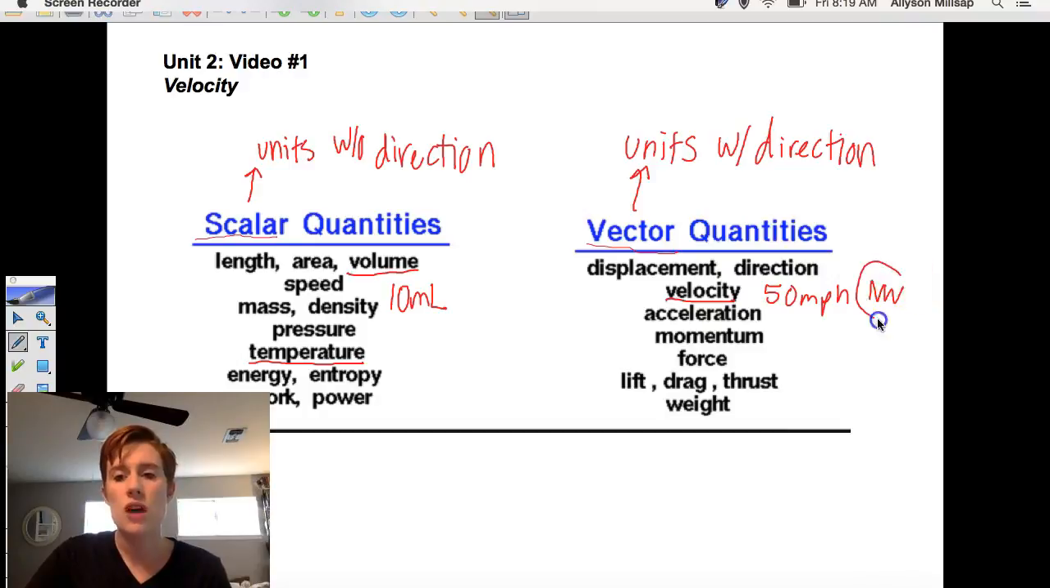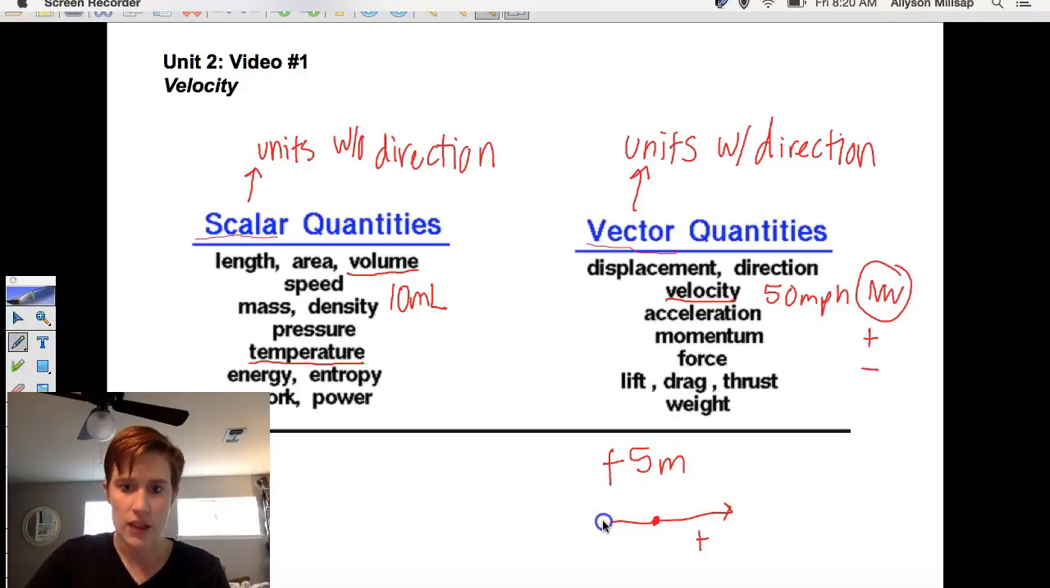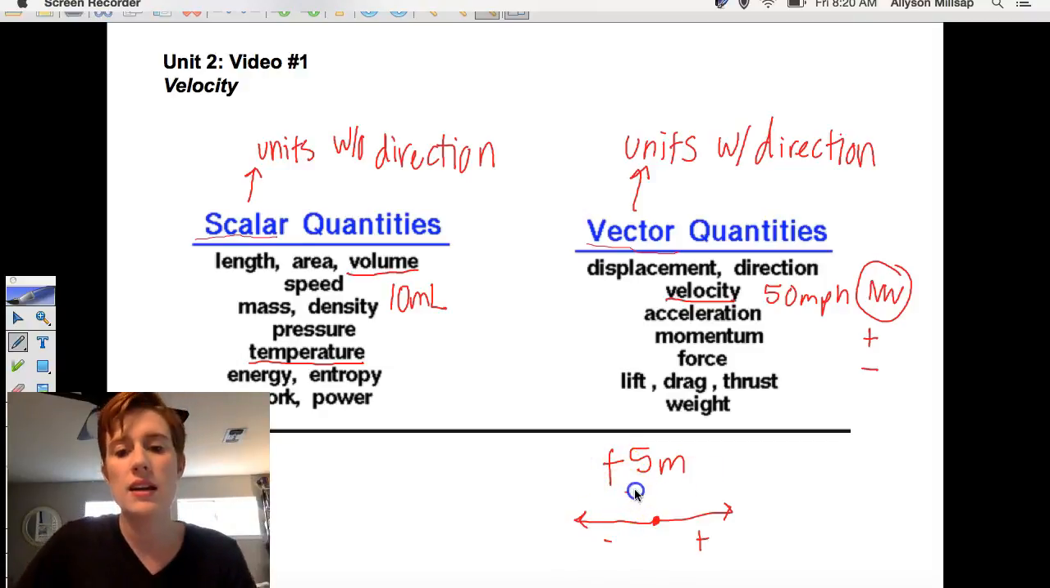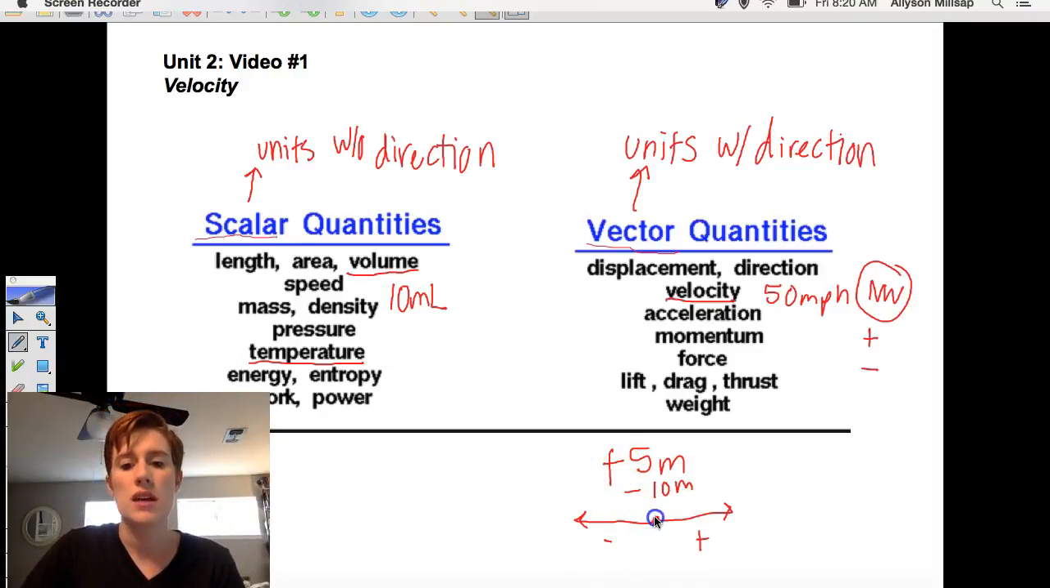So all of these units have to have a direction. You can use compass directions like north, south, east, west, or you can use directions like positive and negative. If I said, hey, he ran 5 meters in the positive direction, that means he went 5 meters away from the point of origin. And usually on a line graph, the positive direction is always going to be to the right, and the negative direction will always be to the left. So if I said he went -10 meters, I'm saying he went to the left from his origin.